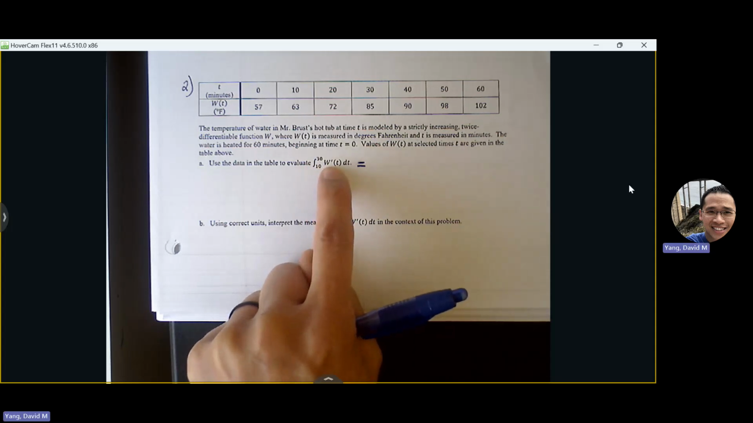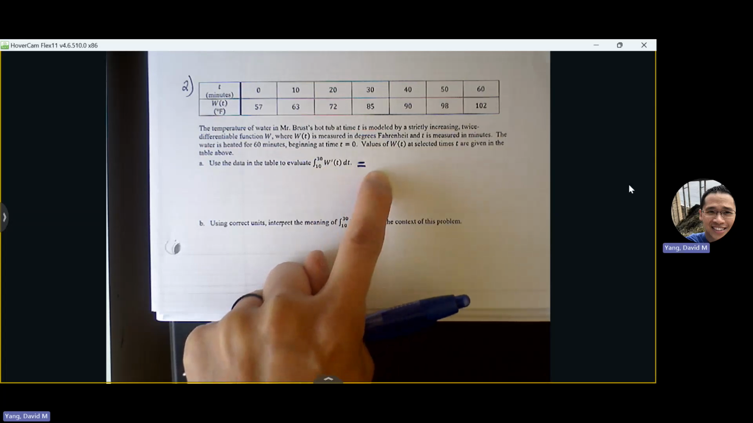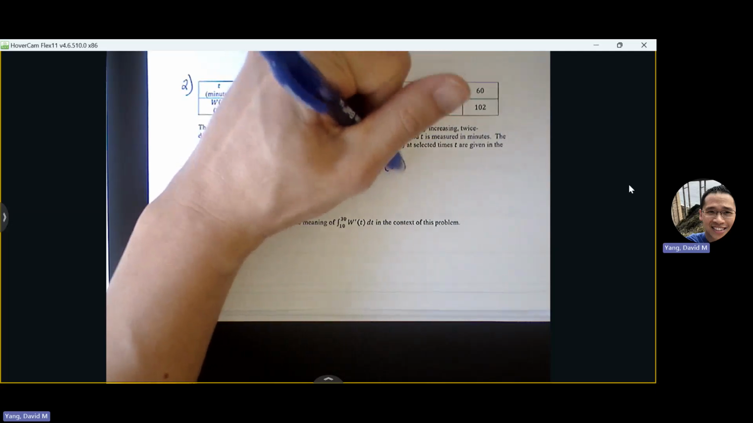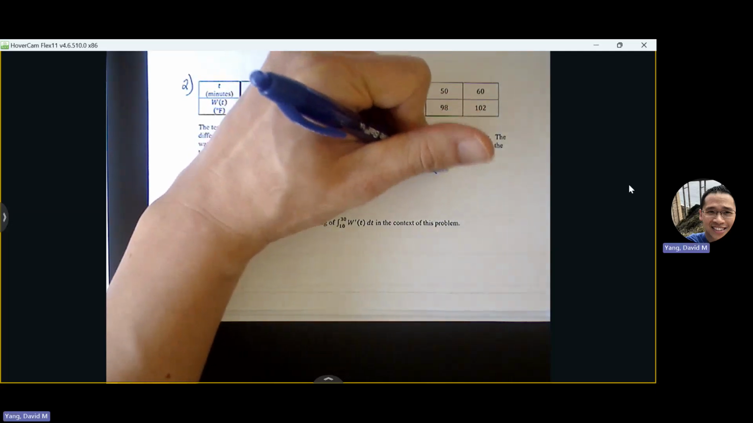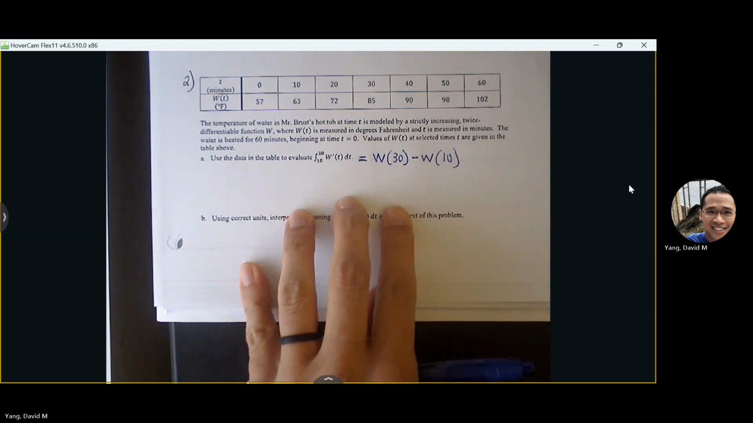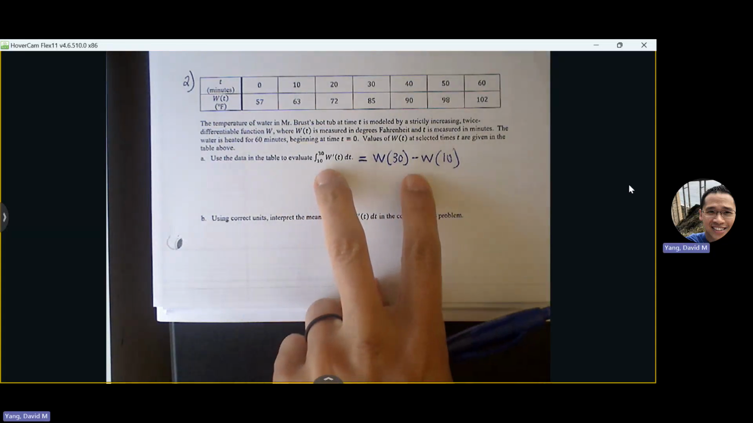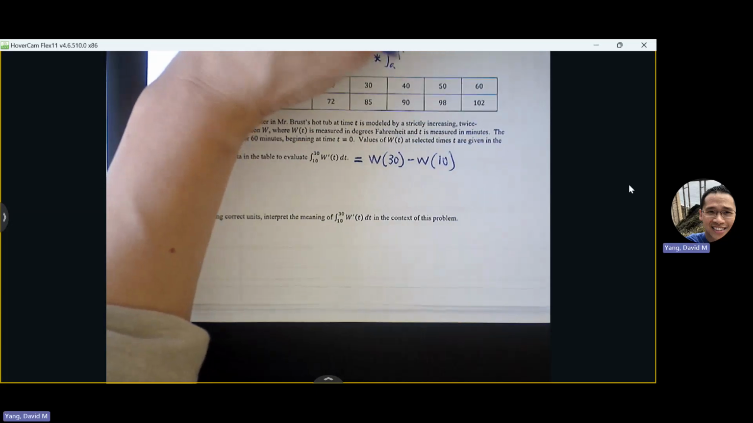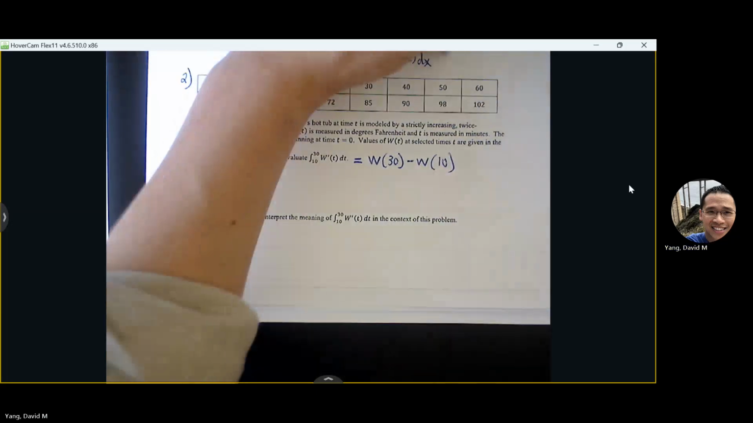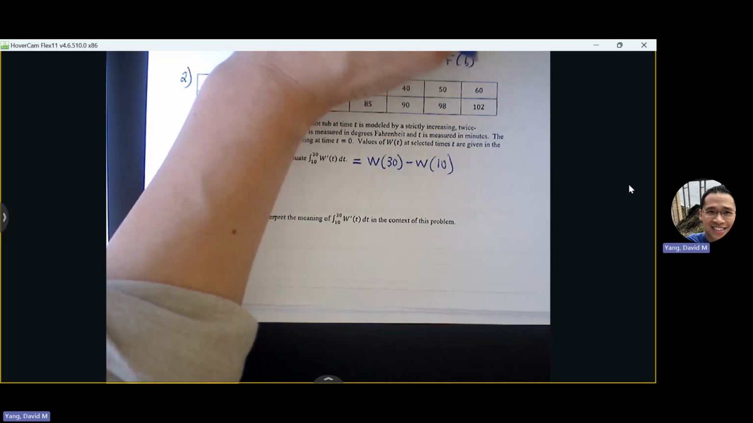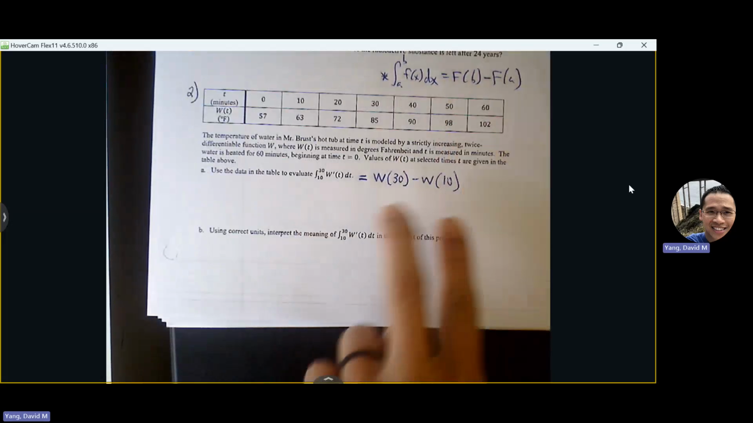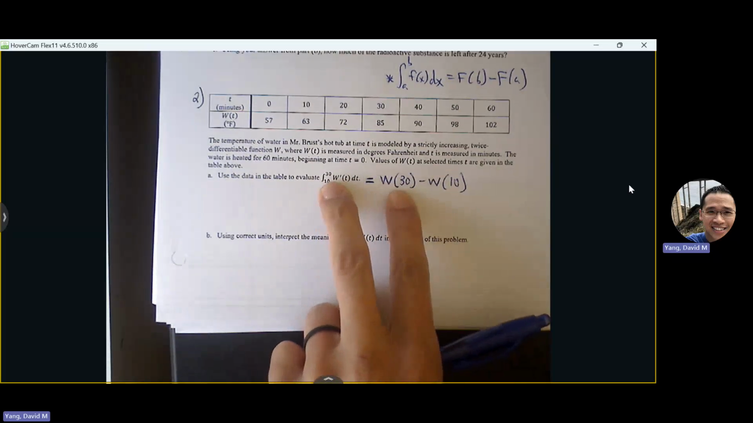And this is the first theorem, right? This is basically F of b minus F of a. So we turn that W prime into its antiderivative, and then we plug in our upper and lower bounds. So W of 30 minus W of 10. First theorem says the integral from a to b of lowercase f transforms into uppercase F of b minus uppercase F of a. So this transformation from lowercase to uppercase is this process from W prime to W.